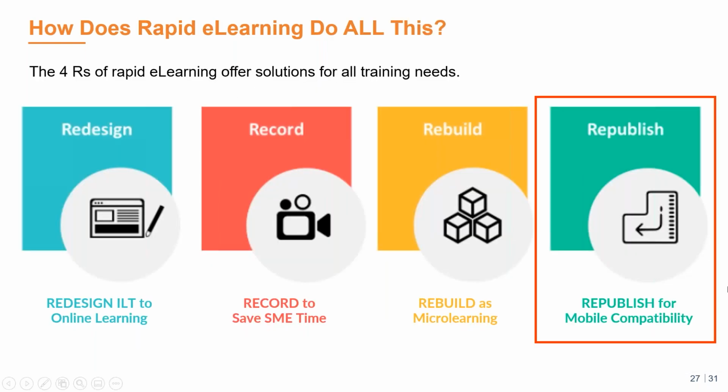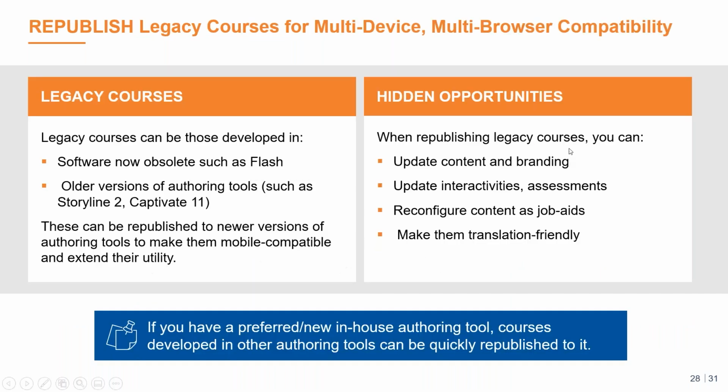Now, coming to the last option of republish, although I did mention it earlier when I was talking about microlearning. Now, a lot of us have legacy courses which have been developed with software which is now obsolete, such as Flash, and also some of the dated courses which were developed using very older versions of authoring tools. Now, here's a golden opportunity for us to revisit those legacy courses and republish them to newer versions and making them mobile compatible and giving them a new lease of life, really.